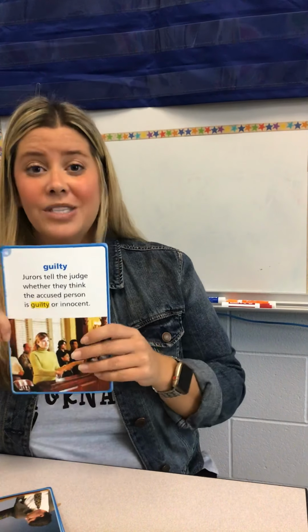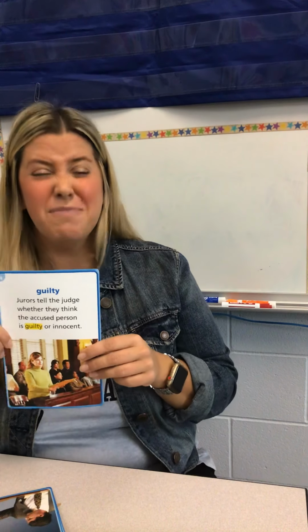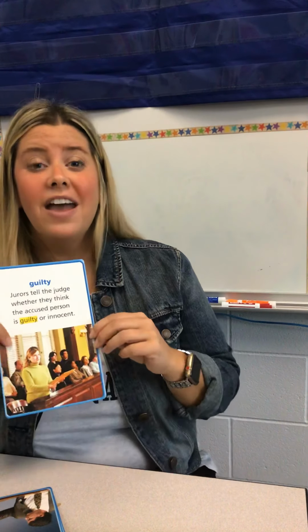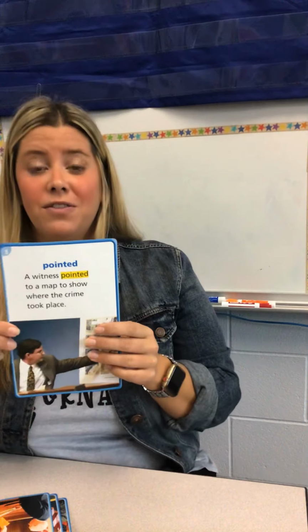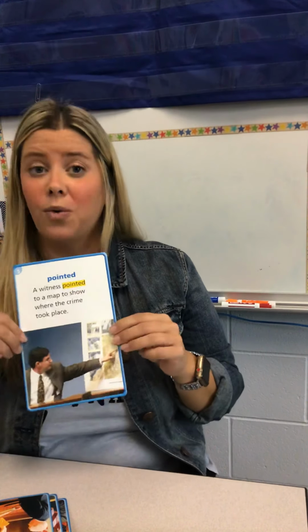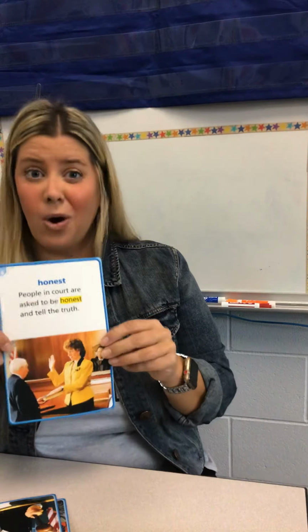Number 4 is guilty. And guilty means that you did something. Usually if you say that you're guilty, it means that you did something bad or wrong. Like maybe if you hit your baseball through the window and your grown-up says, "Who broke this window?" You might say, "Guilty." It just means that you did it. All right, our next word is pointed. And pointed means to use a finger or other object to show where something is. And we have honest. And honest just means truthful. So it's important to always be honest.